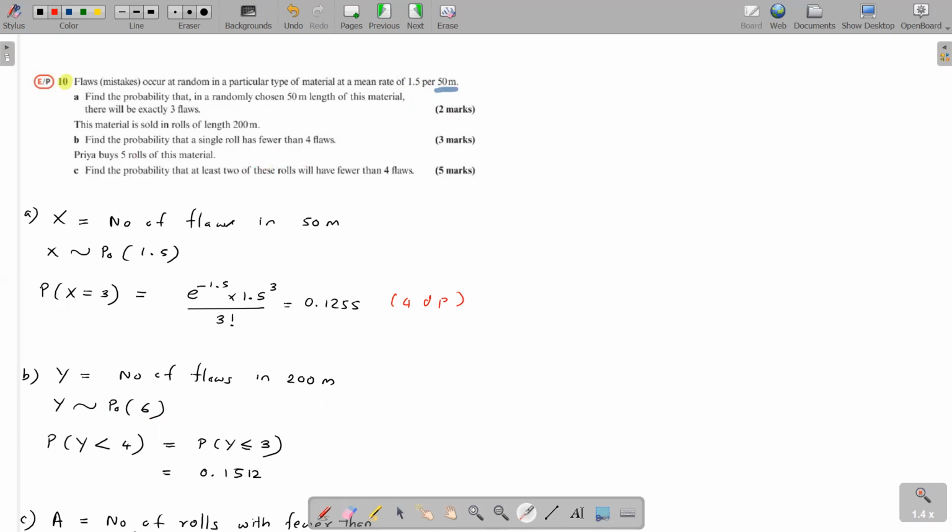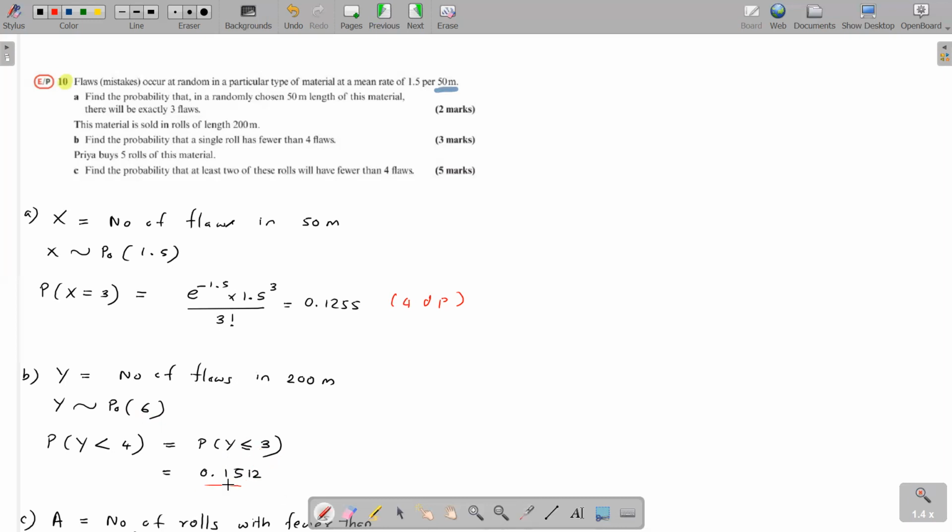So here, Y fewer than 4 means less than 4. So less than 4, you know, is what? It's basically less than or equal to 3 in a discrete distribution. So you can go to the Poisson cumulative distribution table, go to the lambda value 6, go to sample x value 3, and you get this answer.